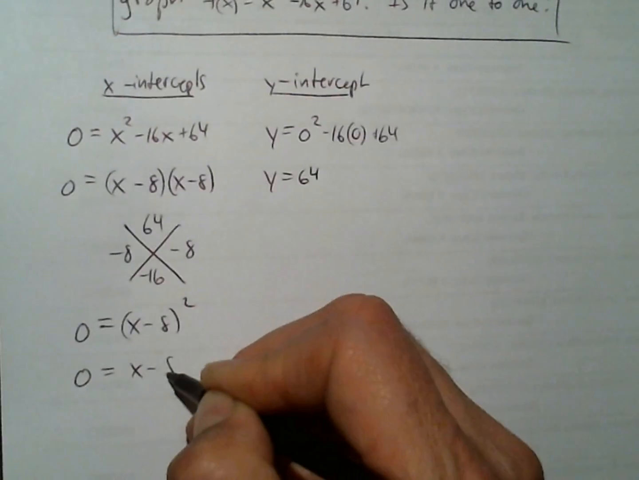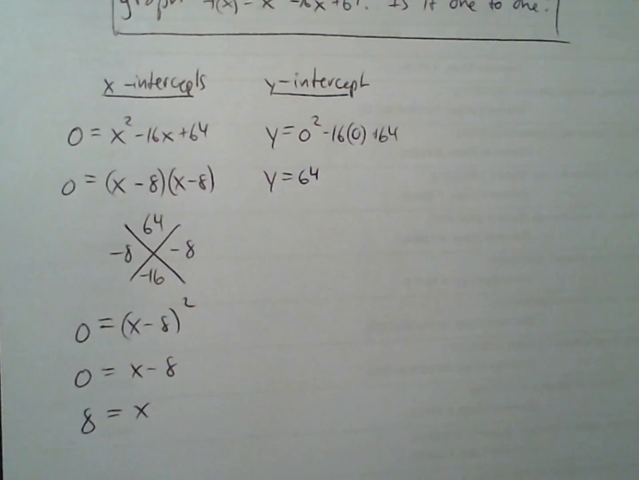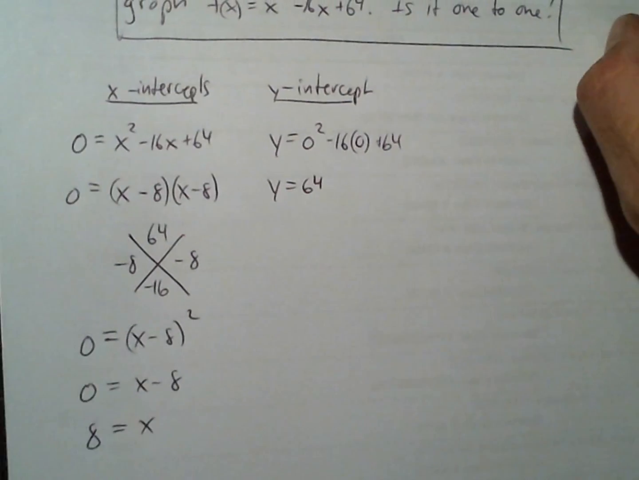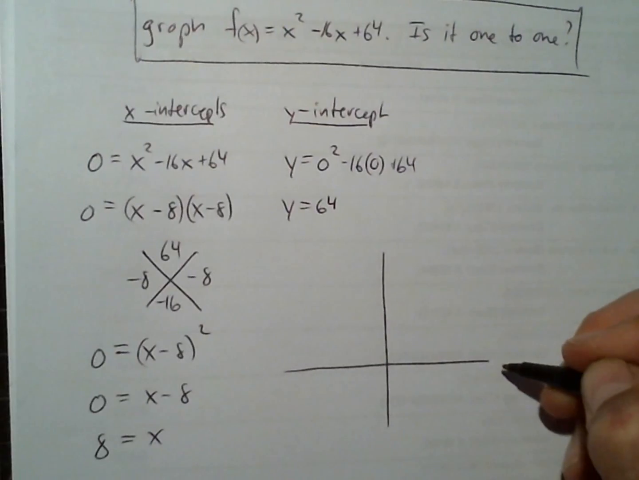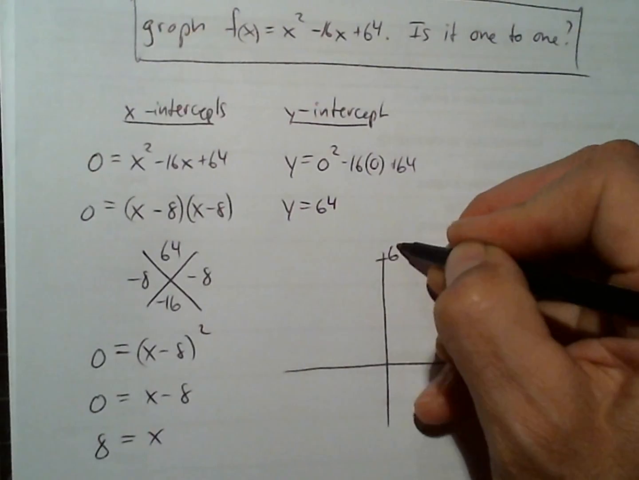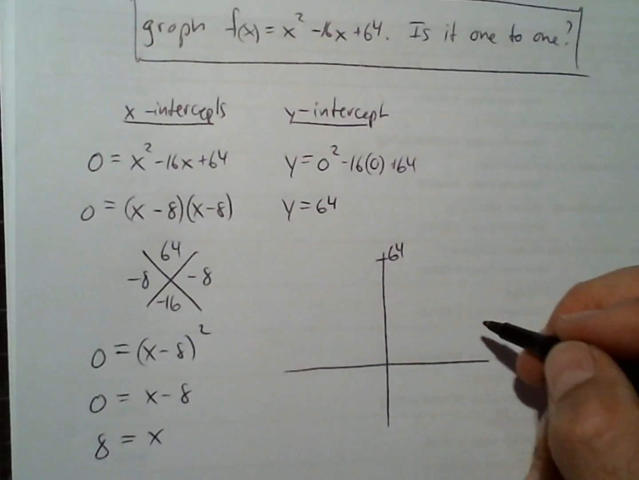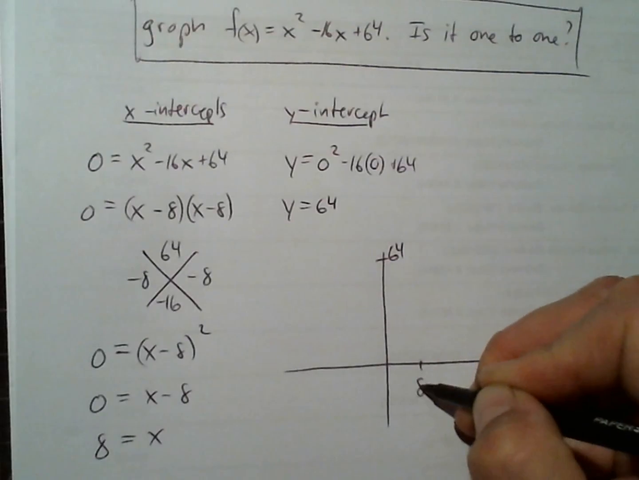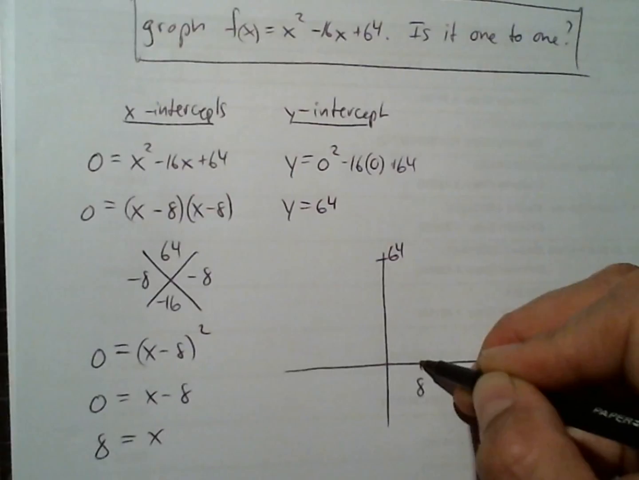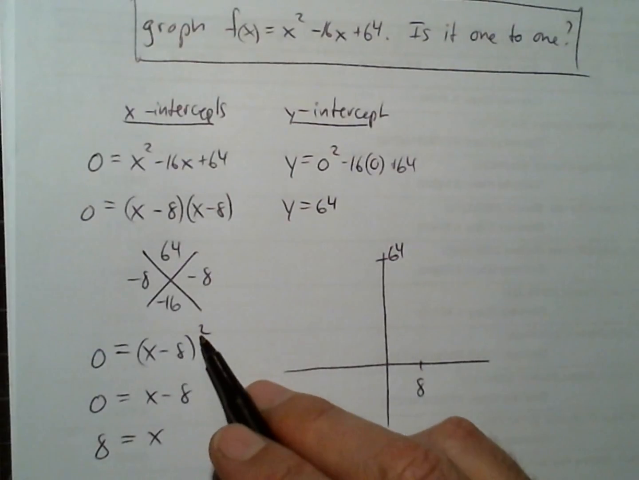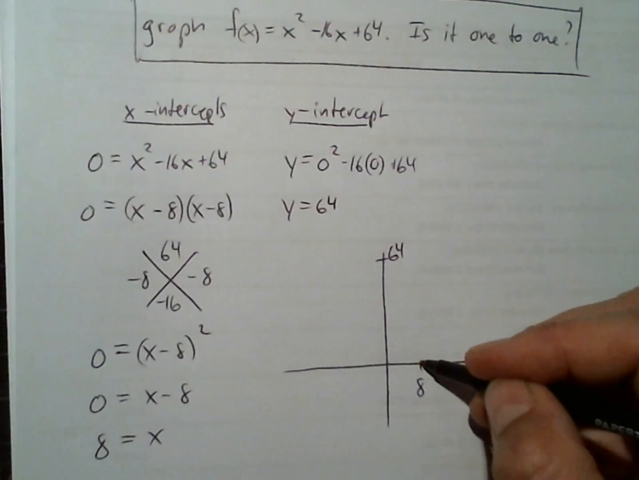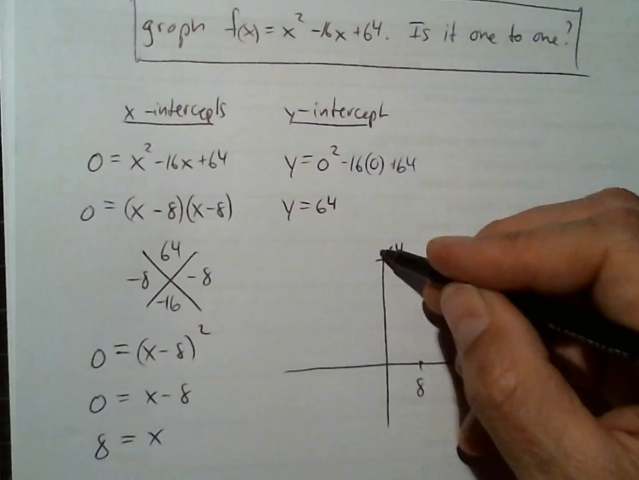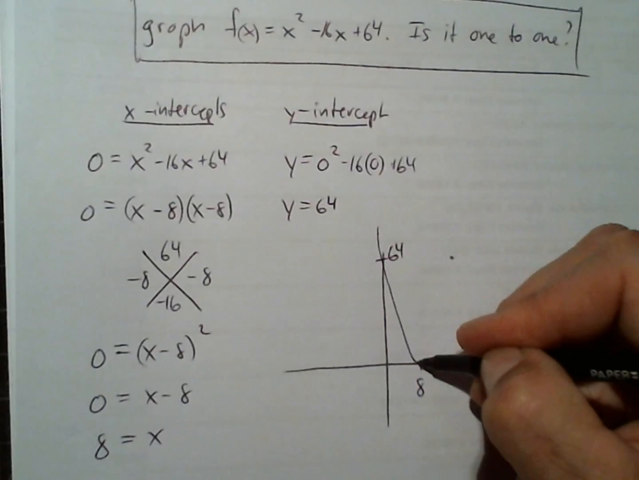If you do the square root, you still have x minus 8, and then you get x equals 8 for the x-intercept, and we also have the y-intercept. The y is 64, so we just say 64 there, and then we're going to go out to 8, and that's where the x-intercept is. Because of this being squared, we know there's only one x-intercept, so it's not going to curve down and have another x-intercept. That's the only x-intercept, so it must be the vertex. And then we can just use symmetry to draw a sketch.